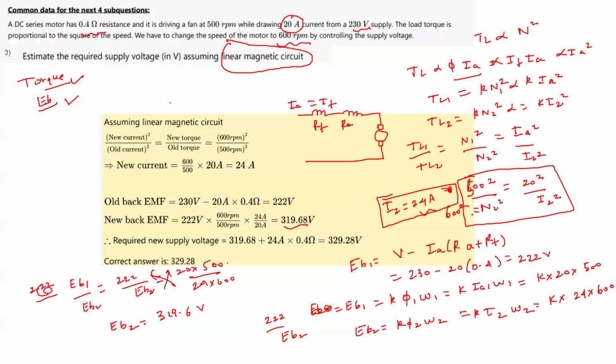Now we have to find out the supply voltage. So we can easily find it. What is V2? V2 will be EB2 plus Ia2 into (Ra plus Rf). So EB2 we have found from this equation. So this is 319.6 plus Ia2. We have already found it is the same as I2. So I2 is 24 and Ra plus Rf is 0.4.